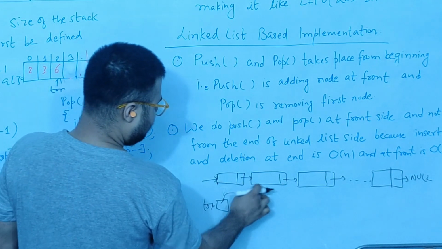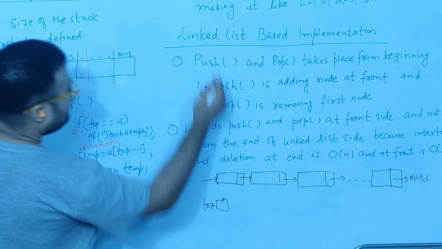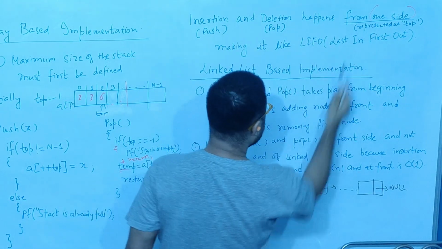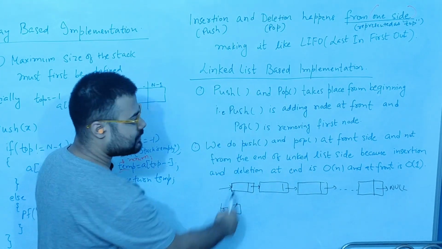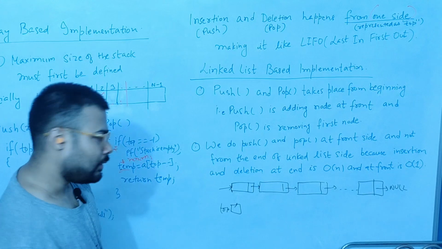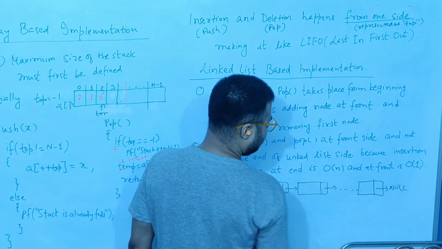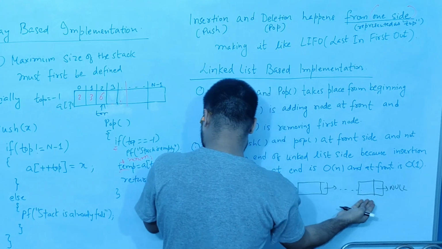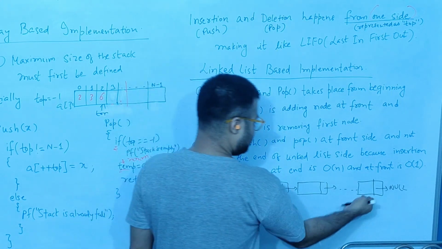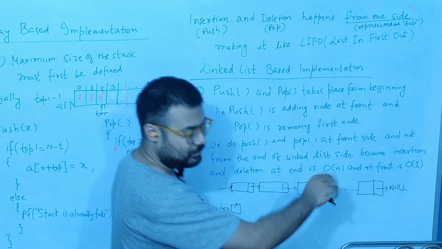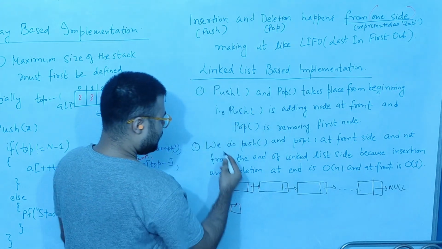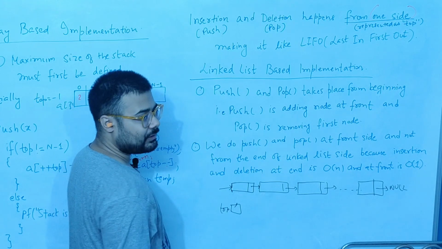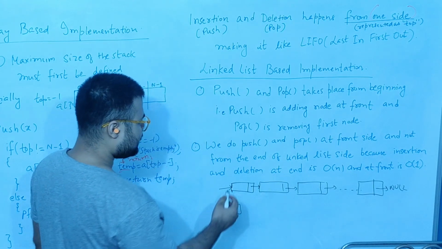As you see, in case of stack, insertion and deletion happen from one side, and we chose that side to be the front side and not the end side. We could have very well said that this is the topmost element, this is the place from which you will add or remove. But then the time complexity will be order of n.